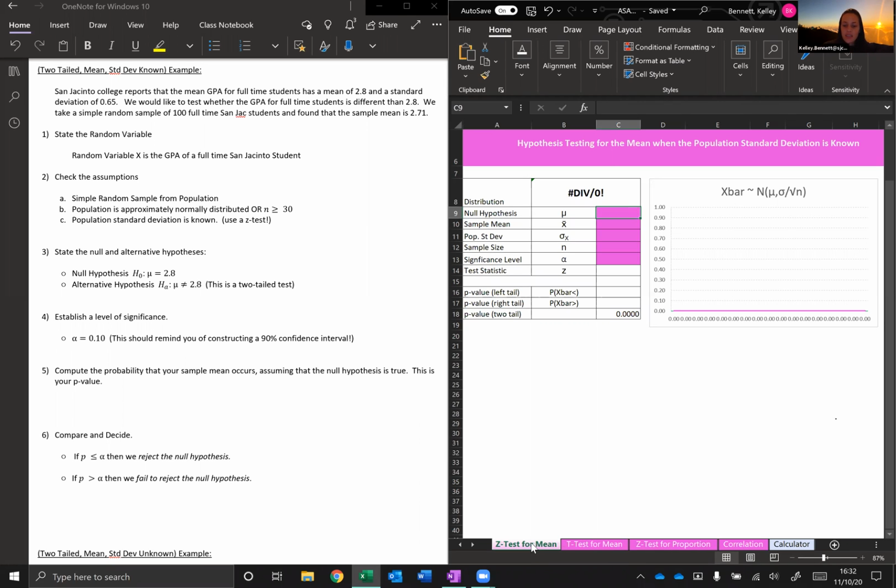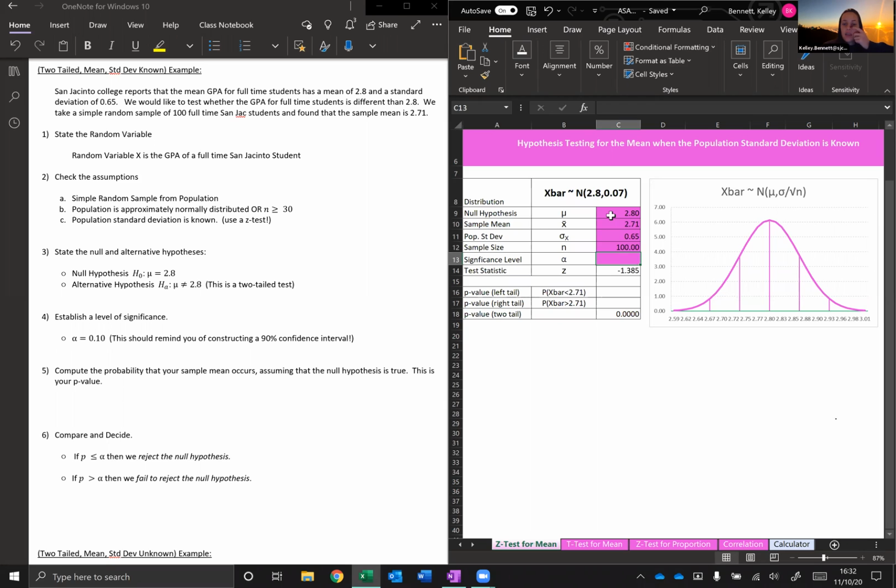All right, so for the z-test for the mean, we need to enter in mu. Mu comes from the null hypothesis, so the mu given by the null hypothesis is 2.8. We need to enter in our X bar, which is our sample mean. Remember, we're sampling 100 students, and we found the mean was 2.71. Next, we need to tell Excel the population standard deviation. That was 0.65, given in the problem. N is our sample size, 100, given in the problem.